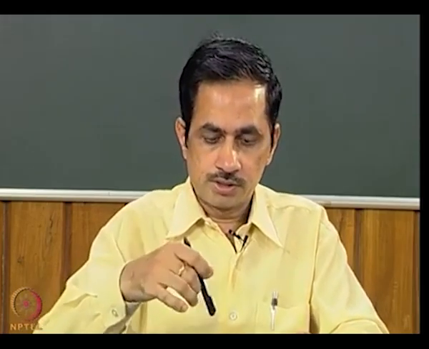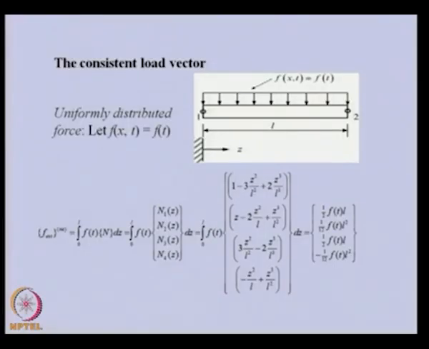In the first case, let us say we want to obtain the consistent load vector for a uniformly distributed load, so Ft is a load which is uniformly distributed over the element. This is the load per unit length. If we substitute this in the distributed load component, there is no concentrated force, because that contained two terms, one distributed and another concentrated. Here we are only considering the distributed one.